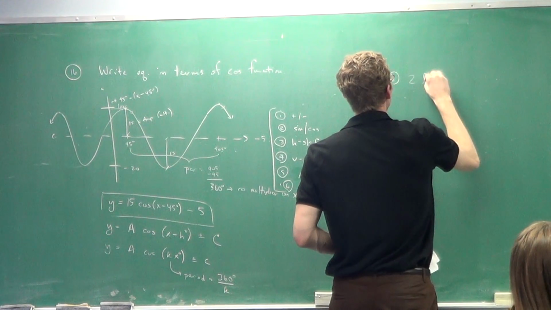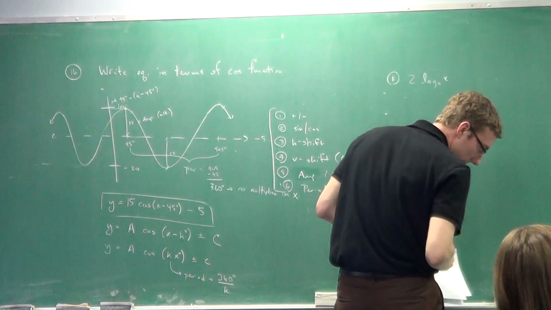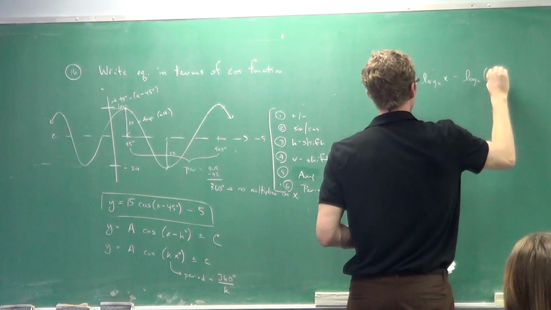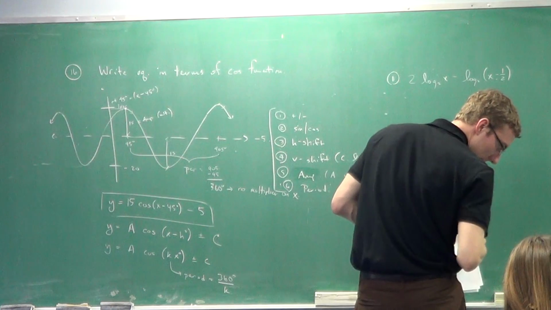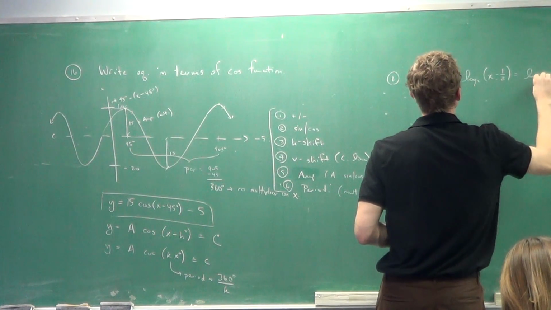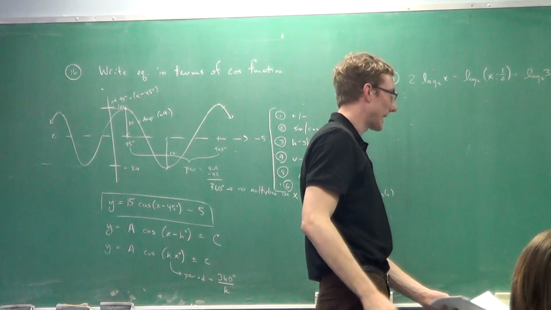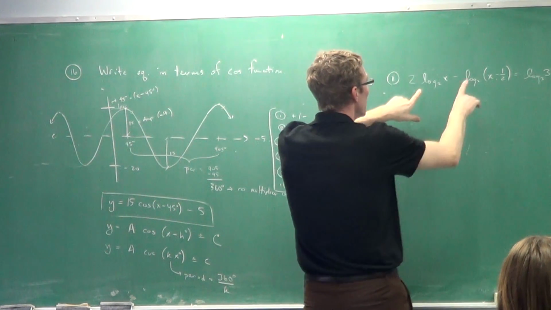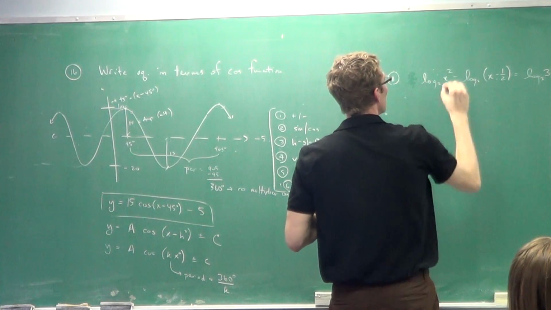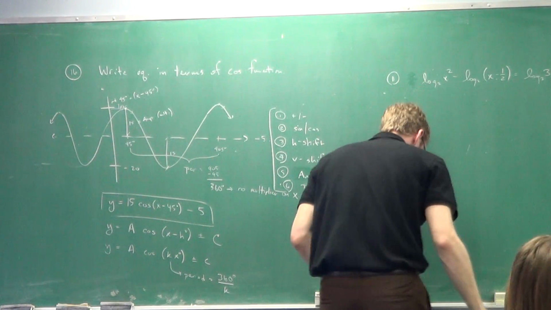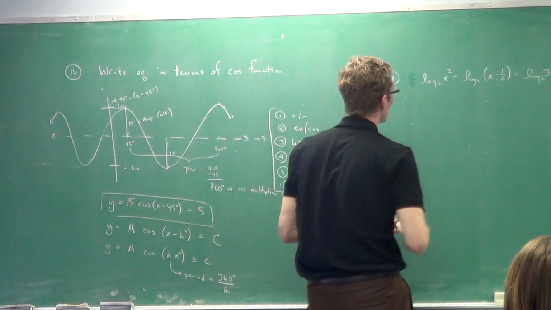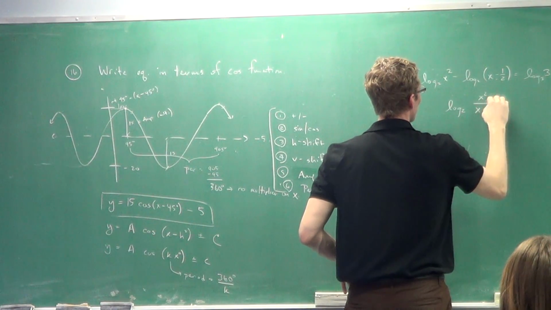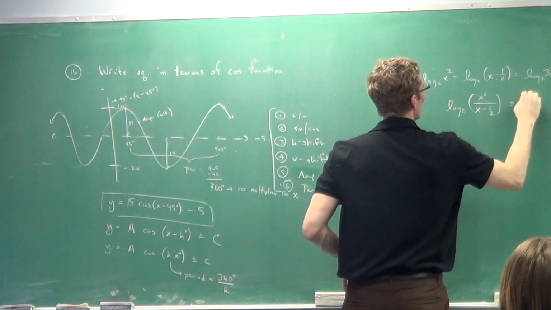2 log base 2 of x minus log base 2 of x minus a half equals log base 3 of 3. Sadly, the logs are not with the same base throughout, but we'll be able to work through that. Here, we can bring the power up, and then we can divide. Log base 2 of x squared over x minus a half equals.